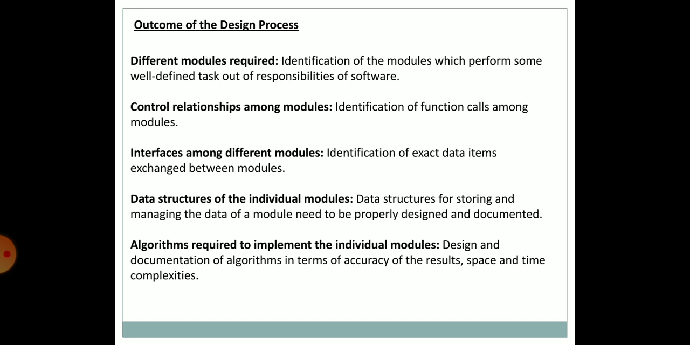And next one is the data structures of the individual modules. Each module stores some data that the functions of the module need to share to perform some desired responsibility or task. Suitable data structures for the data to be stored in a module need to be properly designed and documented. So it is essential to form data structures for functions. These data structures should be identified, properly designed and documented.